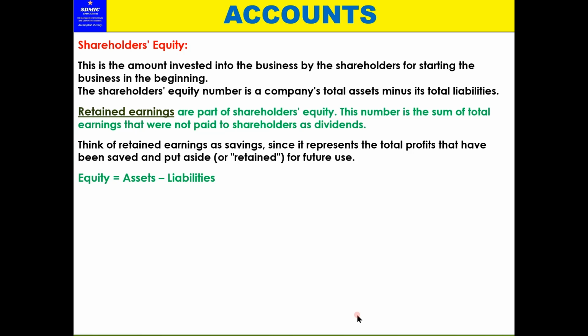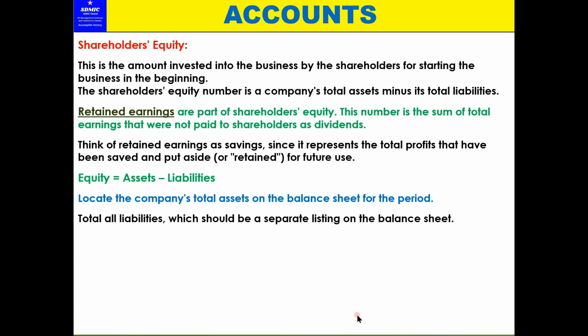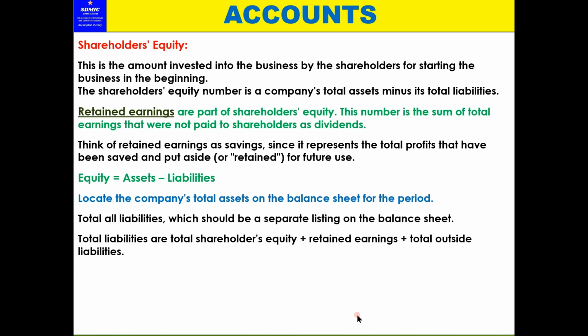So now what is equity? Equity is equal to assets minus liabilities, that is, other liabilities, outside liabilities. Locate the company's total assets on the balance sheet for the period. Then total all liabilities, which should be a separate listing on the balance sheet. Then total liabilities are total shareholders equity plus retained earnings plus total outside liabilities. Now total assets will be equal to the sum of liabilities and total equity. So assets will be equal to the sum of liabilities plus total equity.